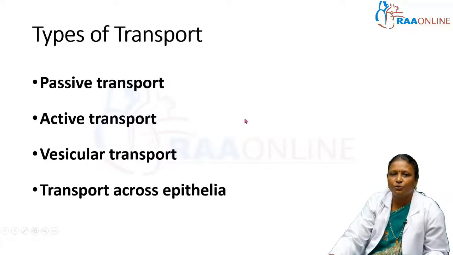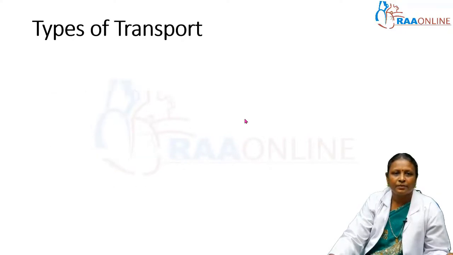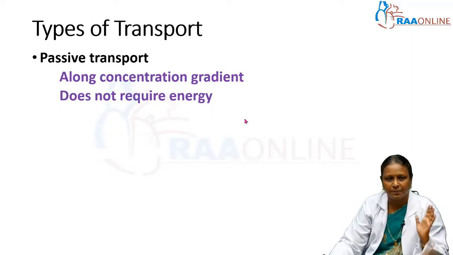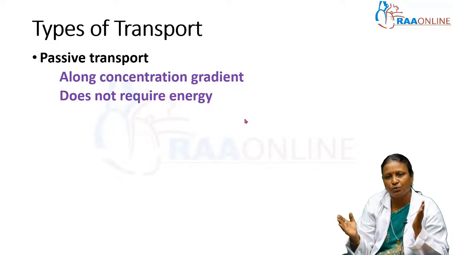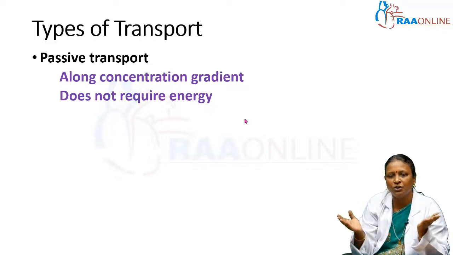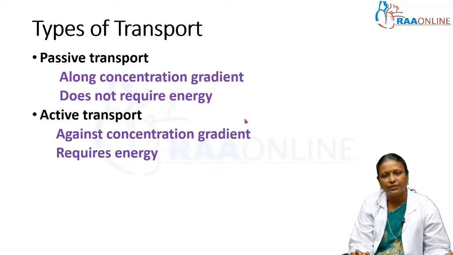What are the types of transport? You have passive transport, active transport and vesicular transport. Passive transport, it is passive. That means it moves from an area of higher concentration to a lower concentration. When it is moving from high to low, it does not require any energy. It is called passive transport.